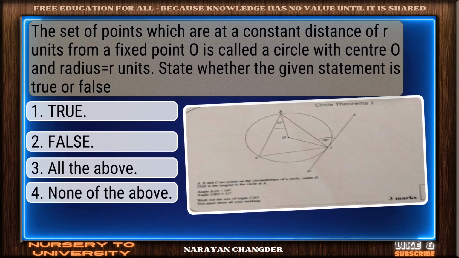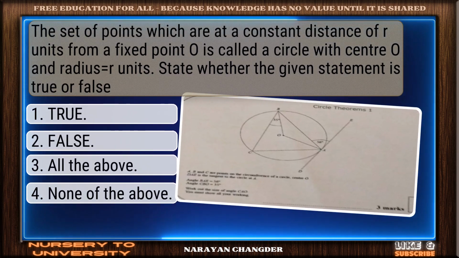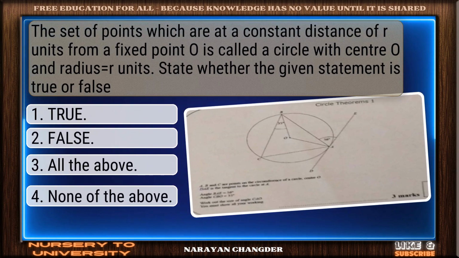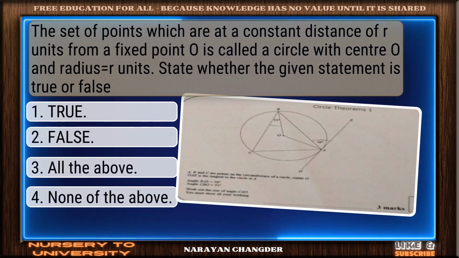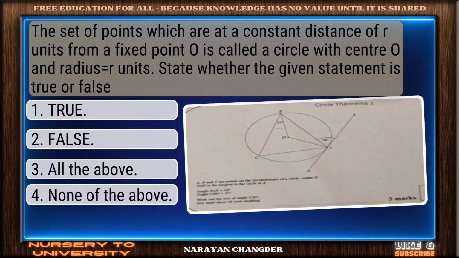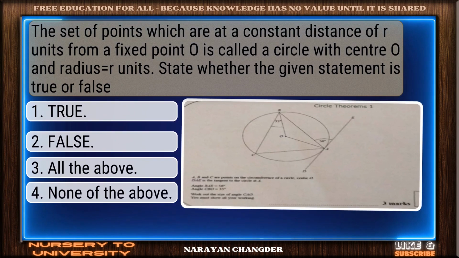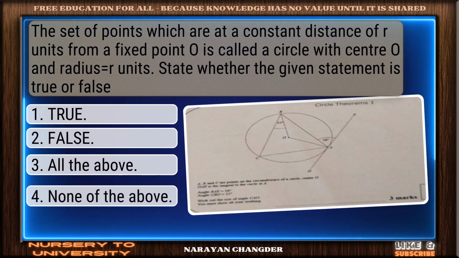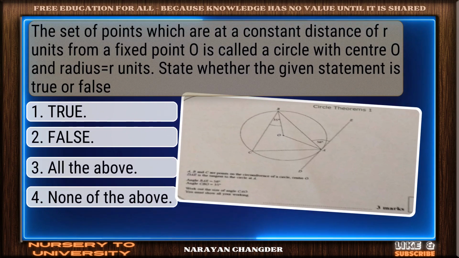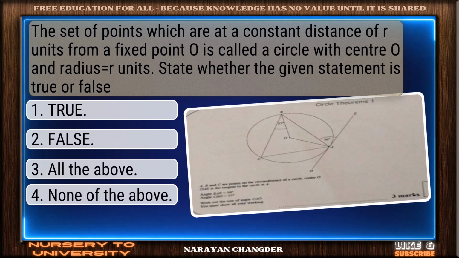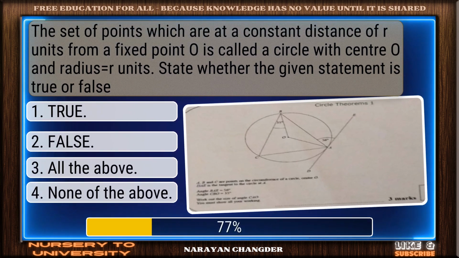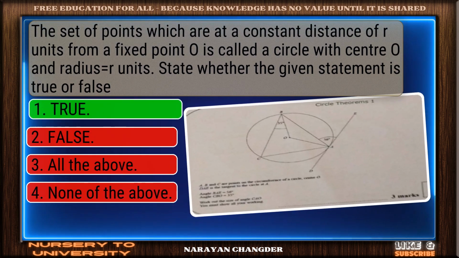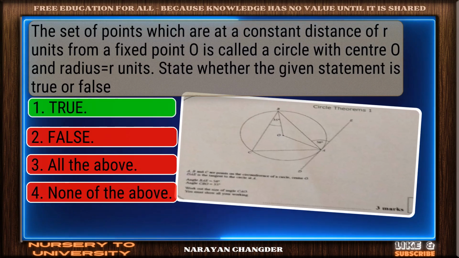Question number 5. The set of points which are at a constant distance of r units from a fixed point O is called a circle with center O and radius equal to r units. State whether the given statement is true or false. Well reasoned. True is the correct choice.